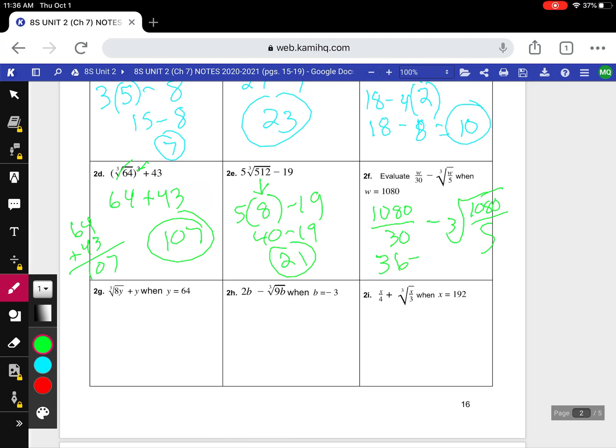Now, 1080, let's see, is not a perfect cube, okay? But just like when we worked on square roots, look to see if you can do any simplification. Well, 1080 is divisible by 5. 1080 divided by 5 equals 216. So I'm going to go ahead and write that as the cube root of 216. And I hope you remember or recognize from your sheet that the cube root of 216 is 6. So 36 minus 6, you get an answer of 30.